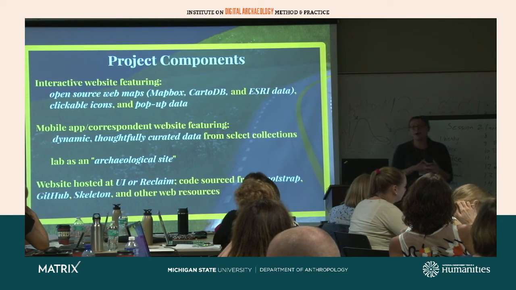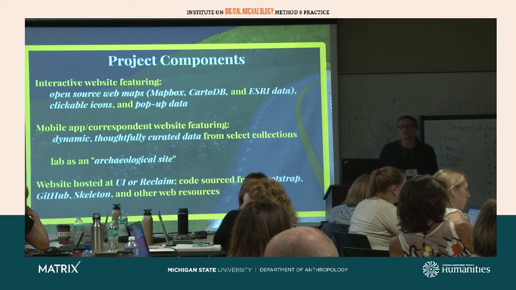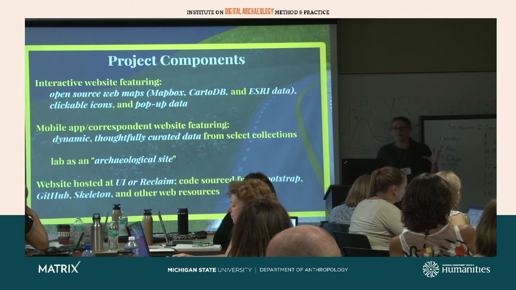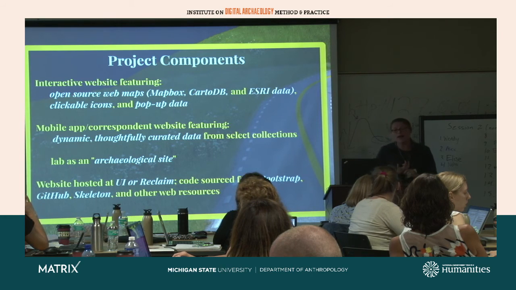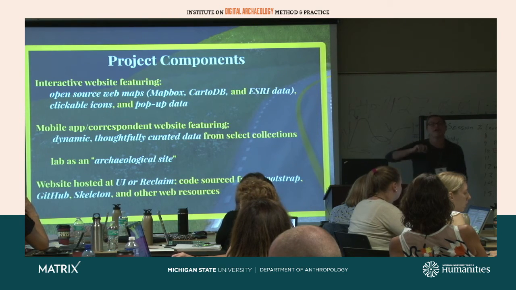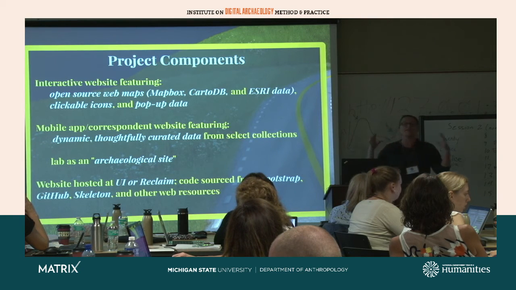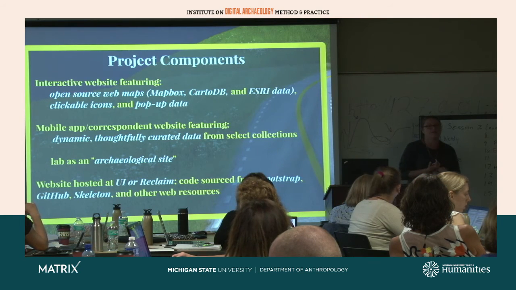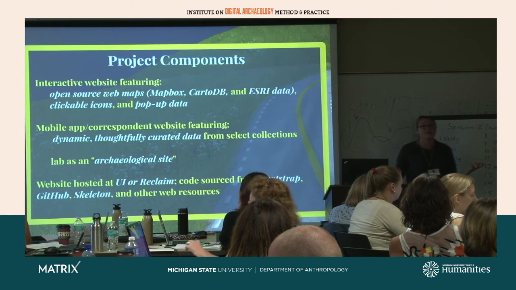So the project components involve, 1, the interactive website featuring open source web maps. I'm going to play around with Mapbox, CartoDB, and I know Esri pretty well. The map will have clickable icons and pop-up data when you click on that icon. So we're not going to pull in data about the collections. It's going to be descriptive data. How many artifact boxes are there? Who excavated the collection? Is there any ephemera associated with the collection?